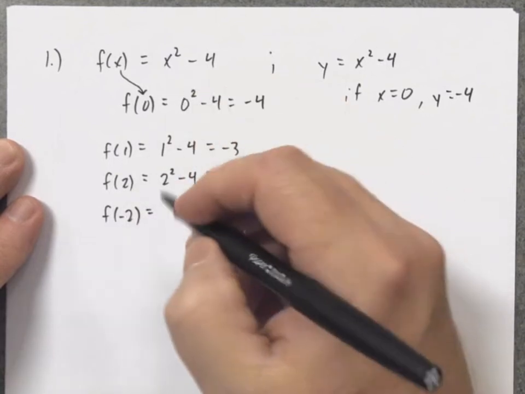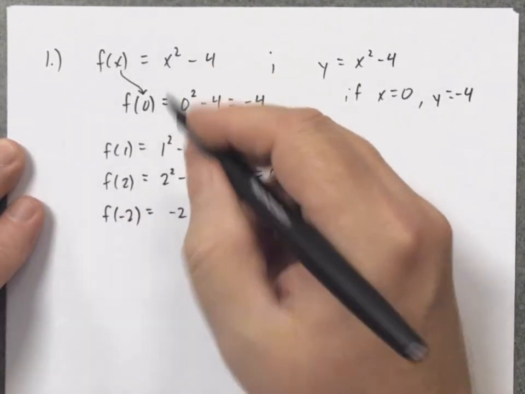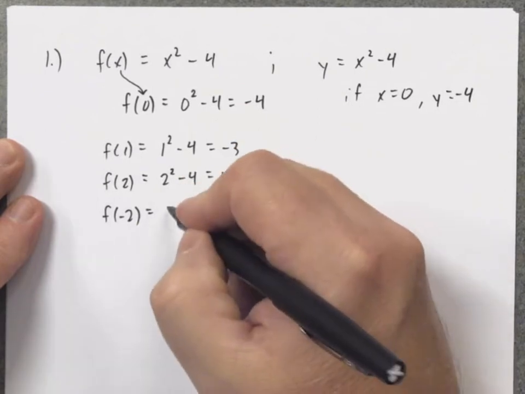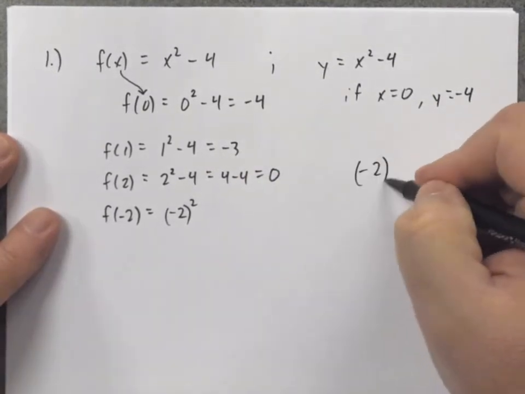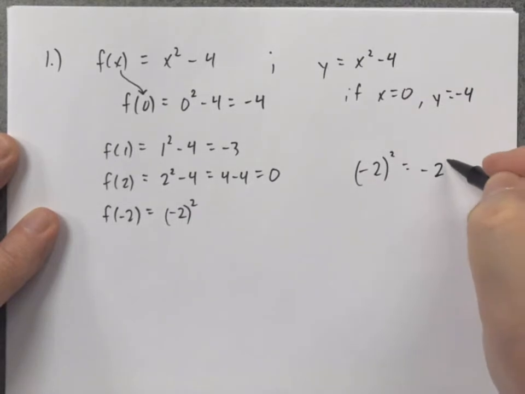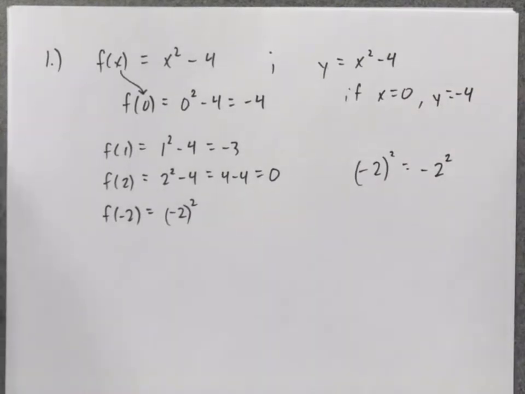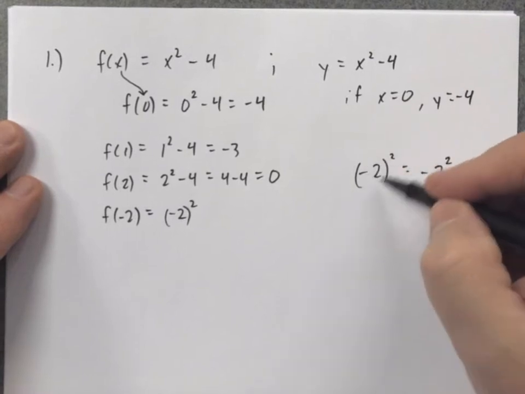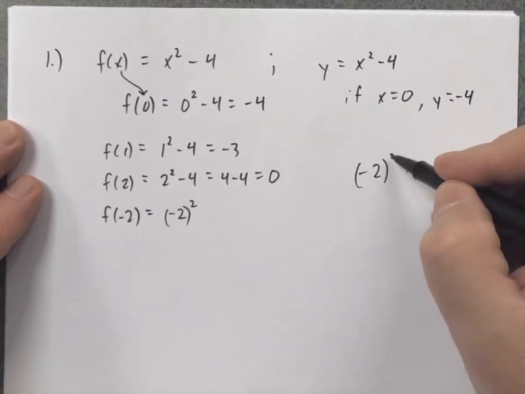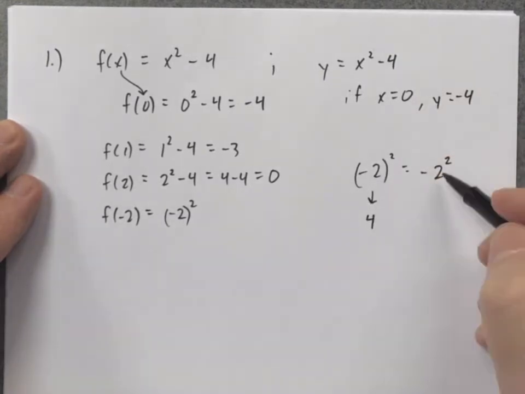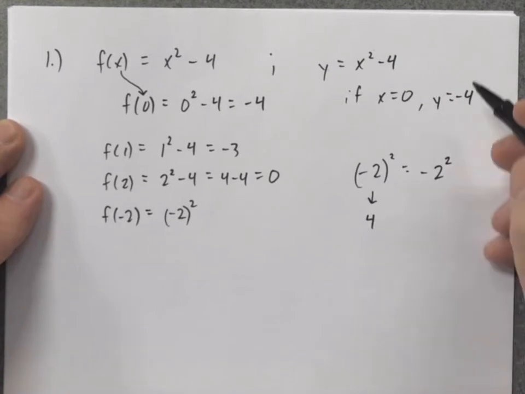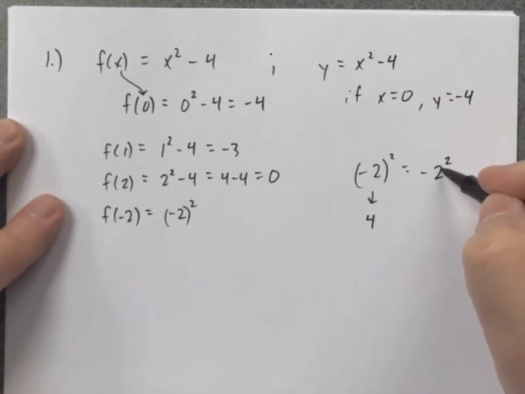F of negative 2, be careful now. X squared, I'm replacing x with negative 2, but the negative 2 gets squared. So I need to put this inside parentheses. Do you realize in the strict mathematical sense, these are not the same? The parentheses here means everything inside the parentheses is squared. So this would be minus 2 times minus 2. This would be 4. This notation right here says take the 2 and you square it, and then you make it negative.